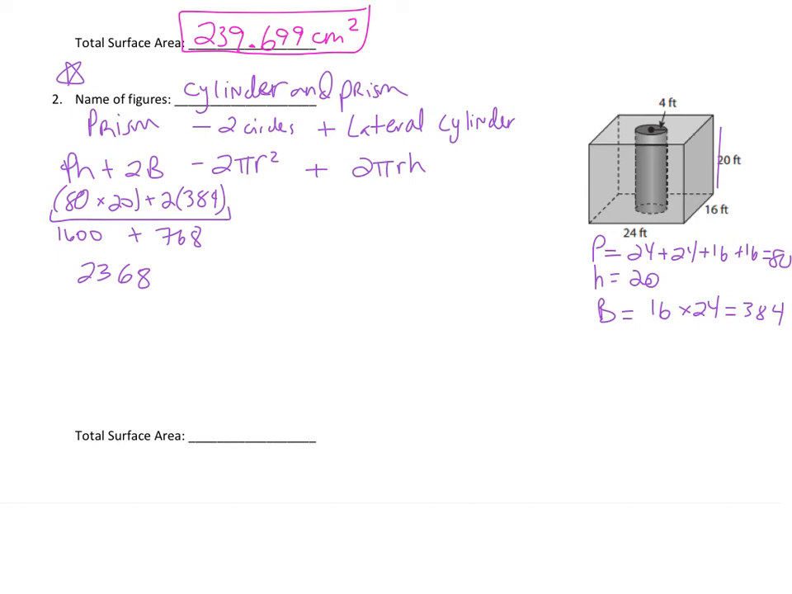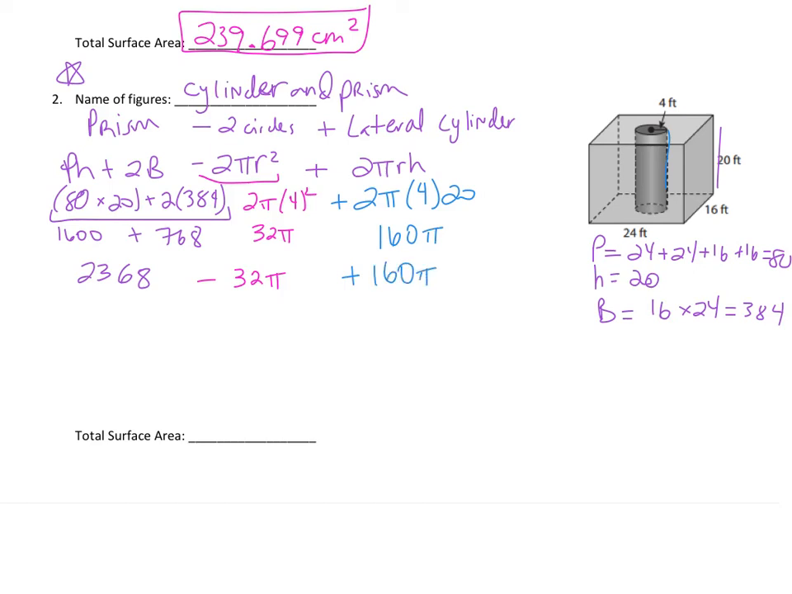Now for our two circle section, we have 2 times our radius of that circle, 4 squared, so that's 16 times 2 is 32 pi. So we need to subtract off 32 pi. Then for the lateral surface area of our cone, or our cylinder, sorry, we have 2 times pi. Our radius is still the 4. The height of our cylinder then is the 20. So if we multiply all those together, we get 160 pi. So we're going to add on 160 pi onto everything else.